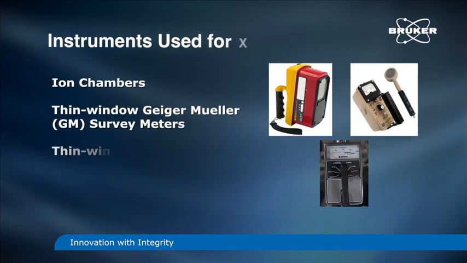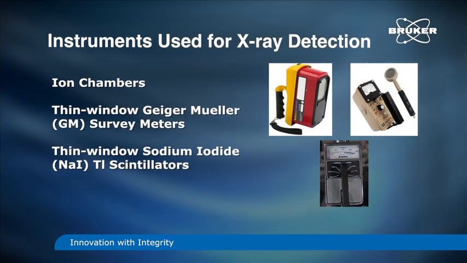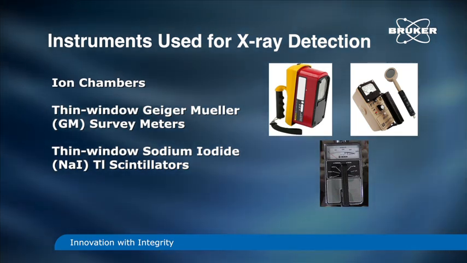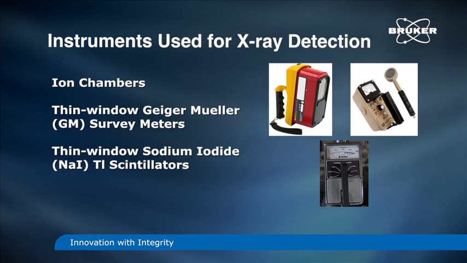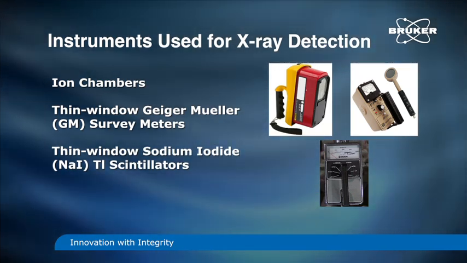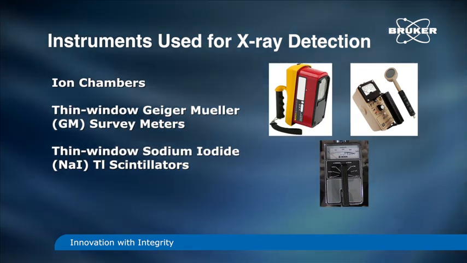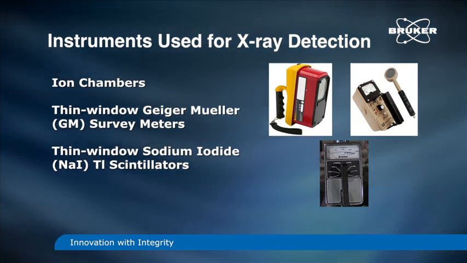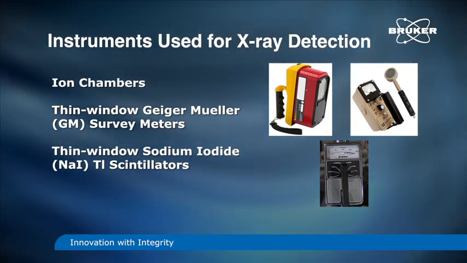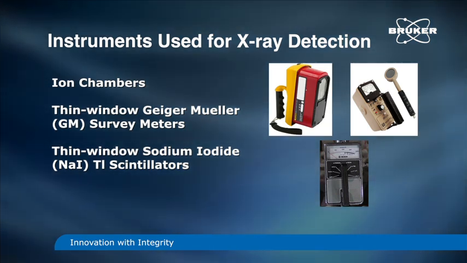There are a number of commercially available survey meters that are appropriate for X-ray radiation detection and measurement: ion chambers, thin-window Geiger-Müller or GM survey meters, and thin-window sodium iodide or NaI(Tl) scintillators. These survey meters, as well as detecting radiation leakage, can be calibrated to provide an indication of a worker's dose. The two most commonly used meters are the GM survey meter and the ion chamber survey meter.